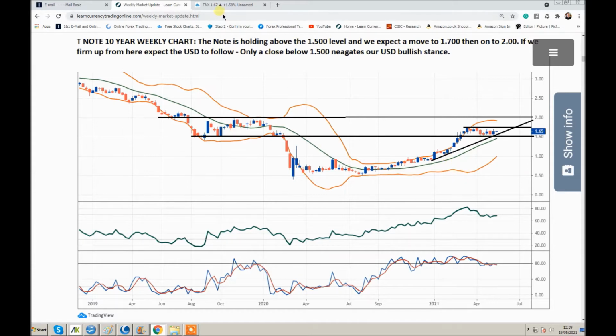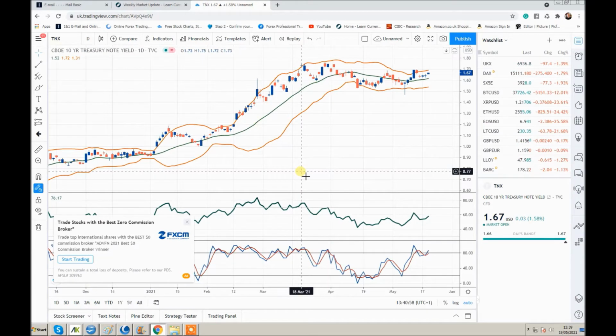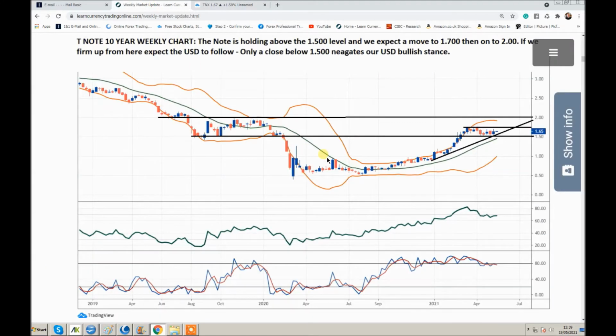Now, in terms of the daily chart, we'll just flick over and have a quick look at it. We're not seeing much action today. 1.67, we want to see a break of 1.7. So that is the level we're looking for. I've noted it on my weekly chart. Longer term, we're looking for a move to the 2 level.